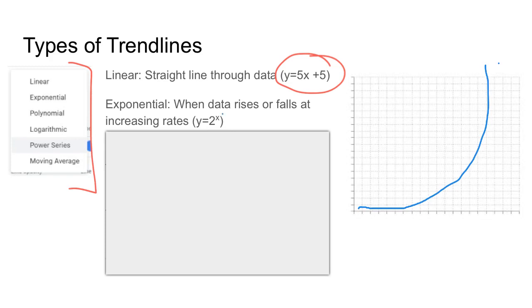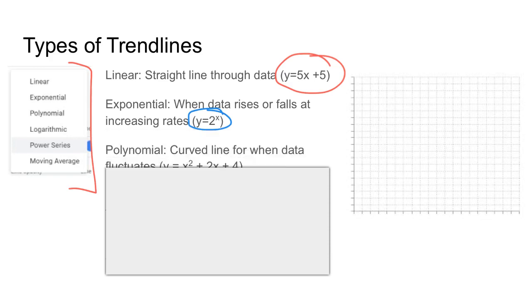And a graph that we could possibly have, or an equation that we could have for this, is y equals x squared. So as our x increases, our 2 in this case is being multiplied by itself more and more times. And as that number gets higher and higher, our y increases exponentially for every value of x. So we could also have that exponential.